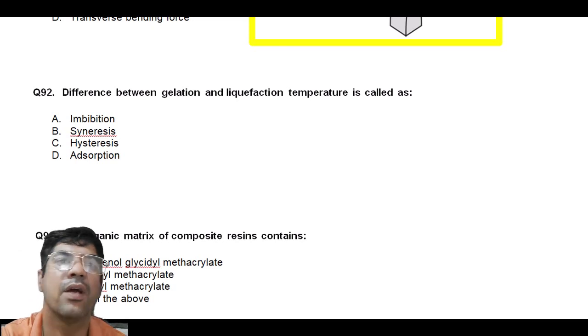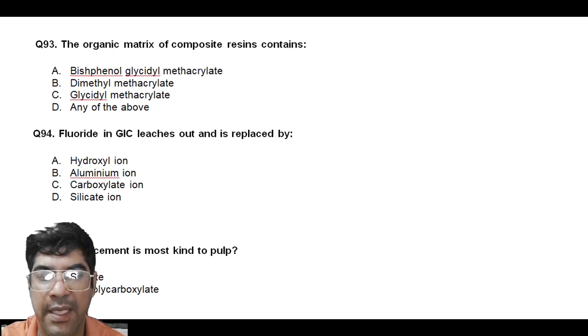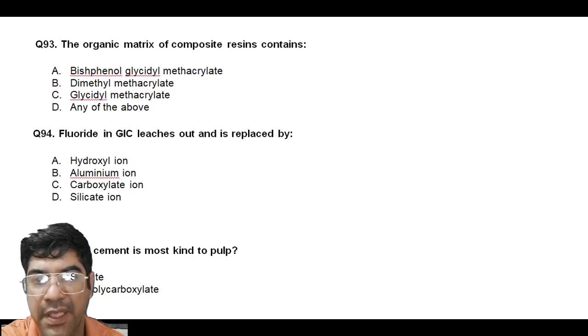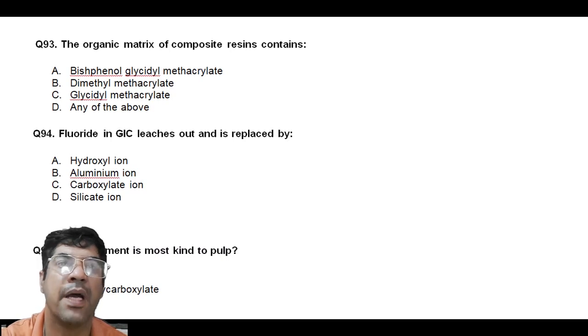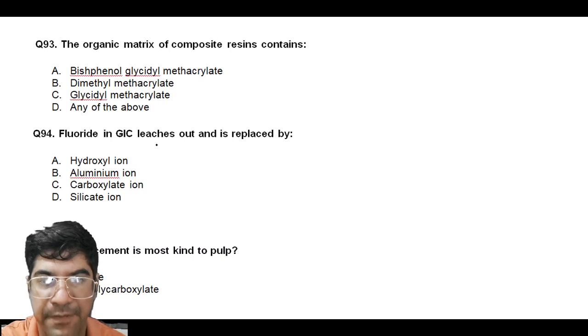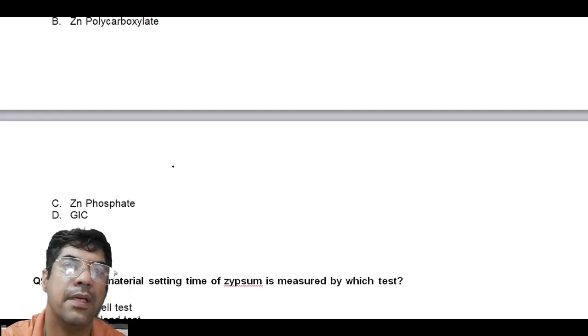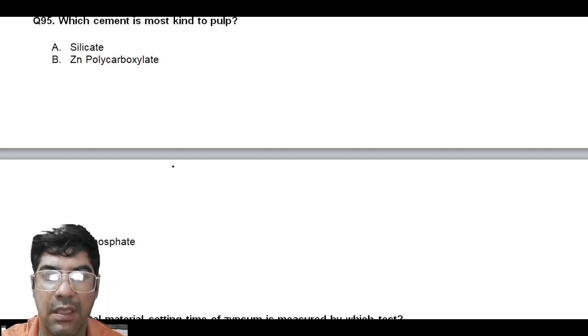The organic matrix of composite resin contains bis-GMA. The fluoride in GIC leaches out and it is replaced by hydroxyl. Which cement is most kind to pulp? It's the zinc polycarboxylate cement.